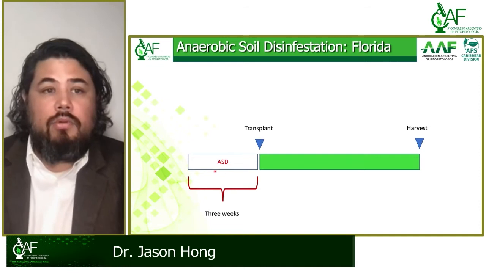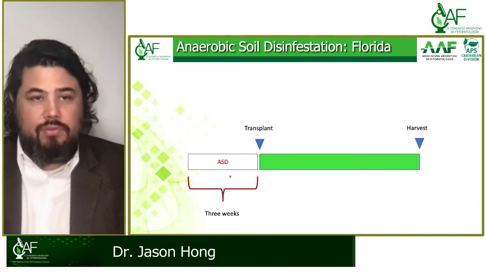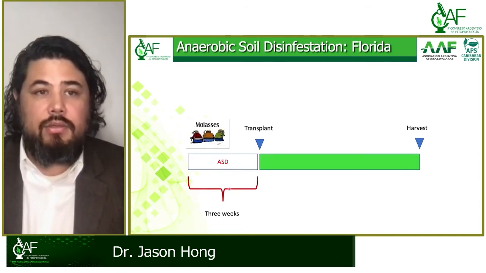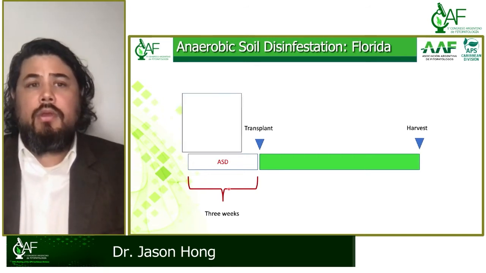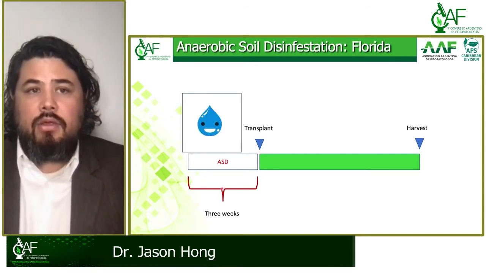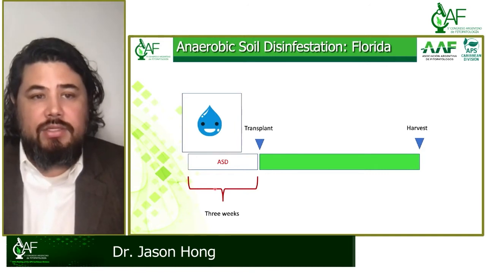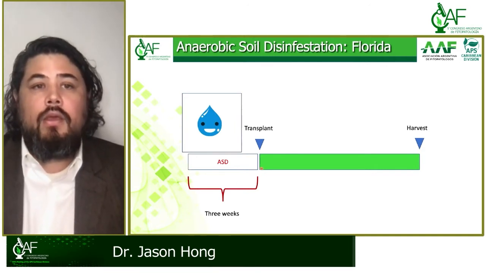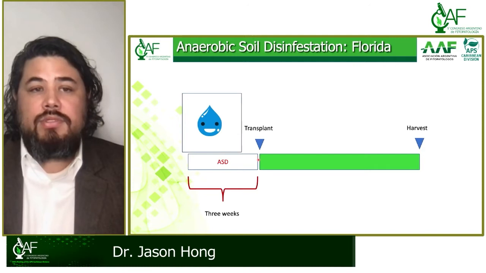So ASD, how we apply it is we apply the molasses, the composted chicken manure, we tarp it with plastic, we add water, and then we let it sit for 3 weeks. Then after 3 weeks, we poke holes in the plastic, transplant, and then we wait till harvest.